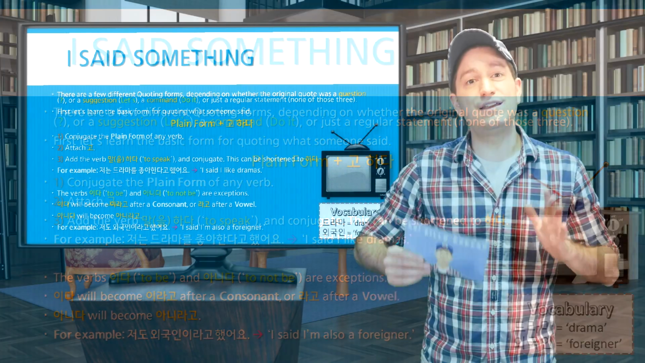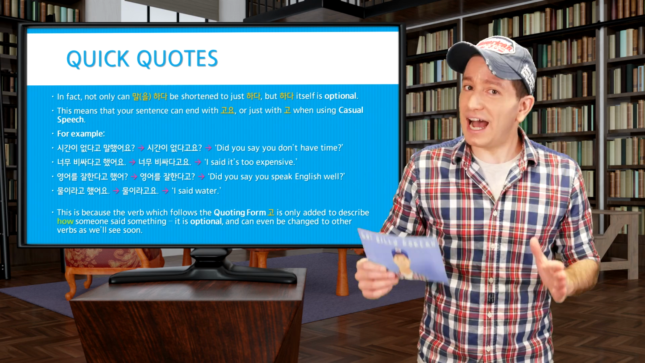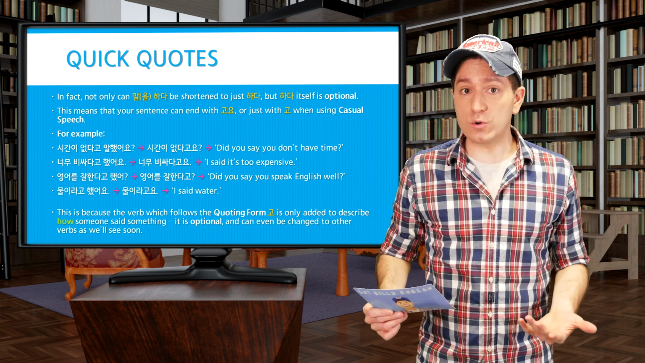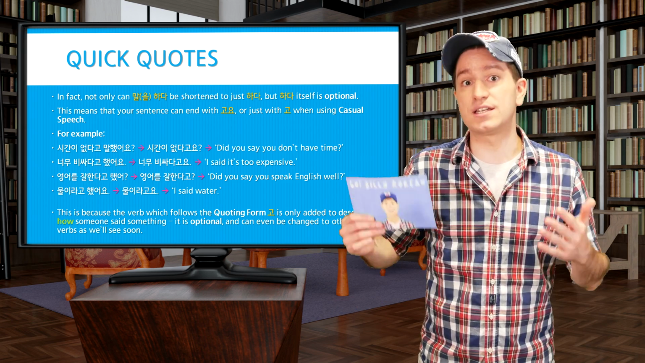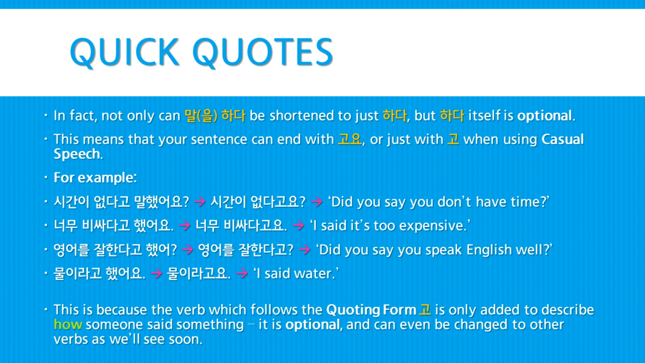And one more thing, in fact, not only can you shorten 말하다 to just 하다, the 하다 itself is also optional. This means that you can make quotes that will simply end with 고요, or in casual speech, just 고. So let's look at some examples of that. 시간이 없다고 말했어요? This could become 시간이 없다고요? Did you say you don't have time?